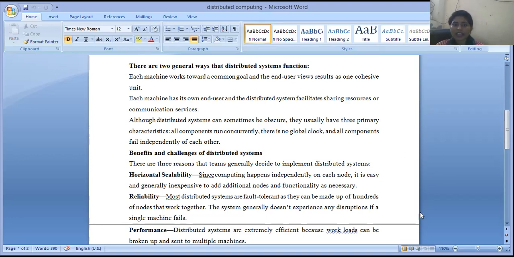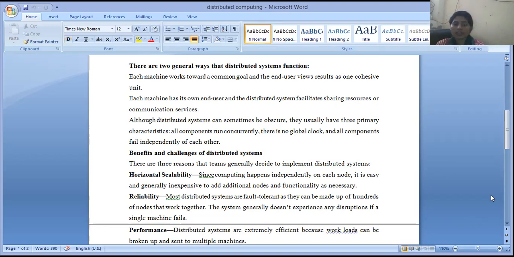Each machine has its own end user, and the distributed system facilitates sharing of resources and communication services. This is well known: whenever a distributed system is in place, the resources must be in sharing form, isn't it? In sharing appearance. So each machine has its own user, and the distributed system facilitates sharing resources and communication services.